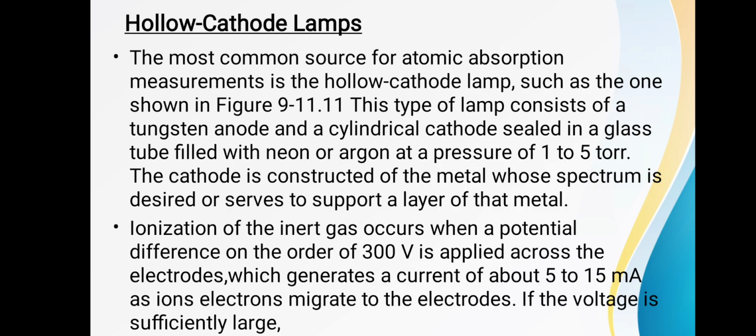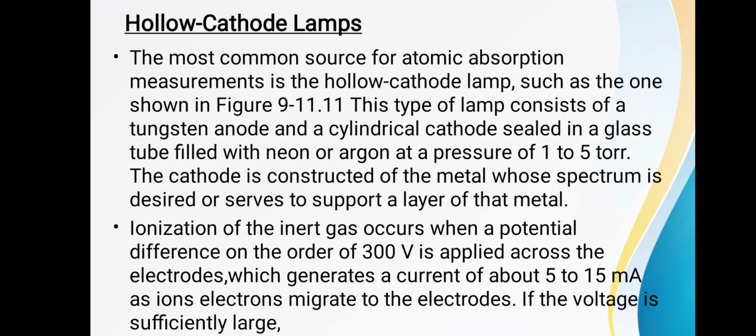Hollow-cathode lamps. The most common source for atomic absorption measurements is the hollow-cathode lamp, such as the one shown in the figure. This type of lamp consists of a tungsten anode and a cylindrical cathode sealed in a glass tube filled with neon or argon at a pressure of 1 to 5 torr. The cathode is constructed of the metal whose spectrum is desired or serves to support a layer of that metal.